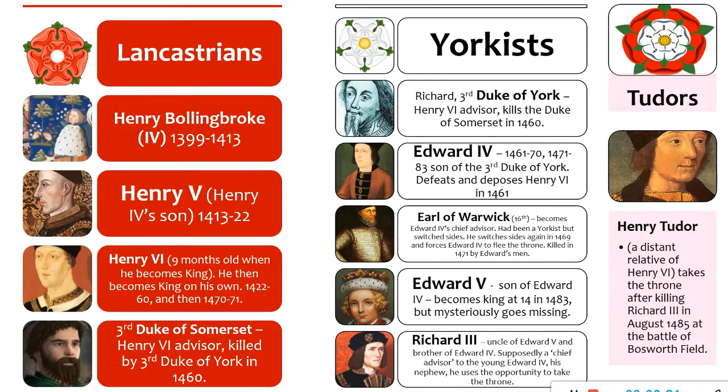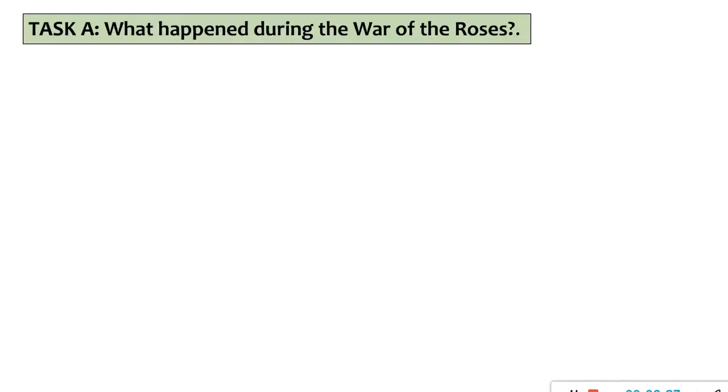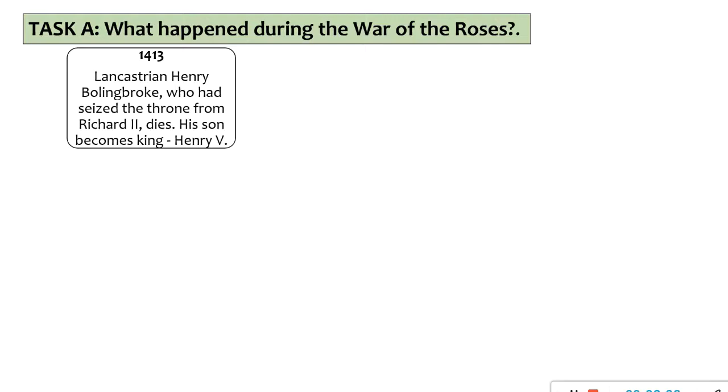How do these characters take part in the Wars of the Roses? And it's perfectly important to say that War of the Roses can actually be seen as the Wars of the Roses. There are multiple wars. We begin in 1413. And as I've said before, 1413 is the year in which Henry Bolingbroke, the man who usurped and deposed Richard II, takes the throne and eventually dies in 1413.